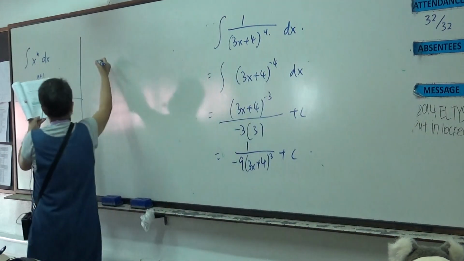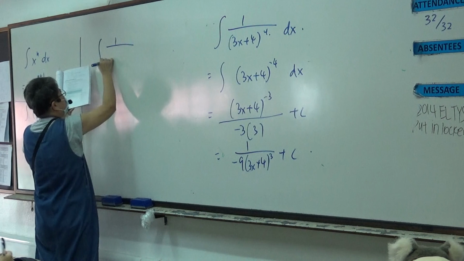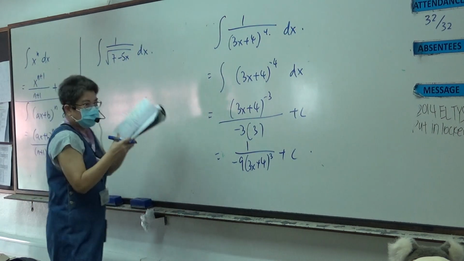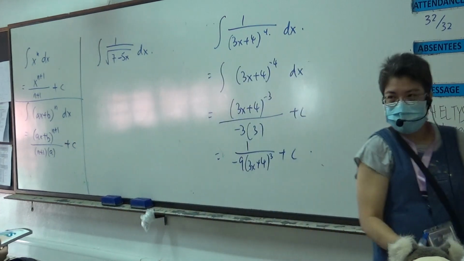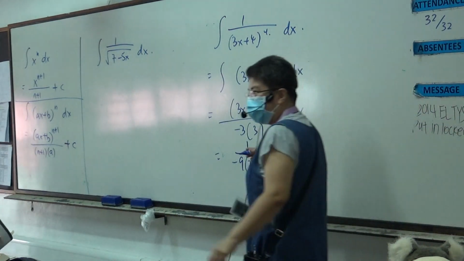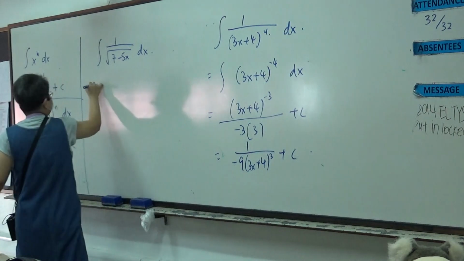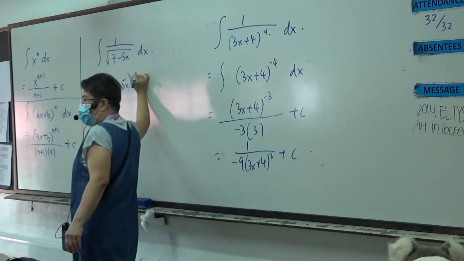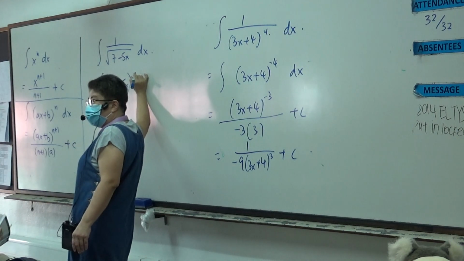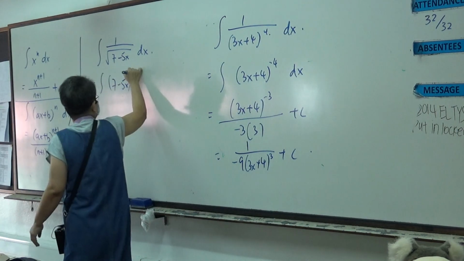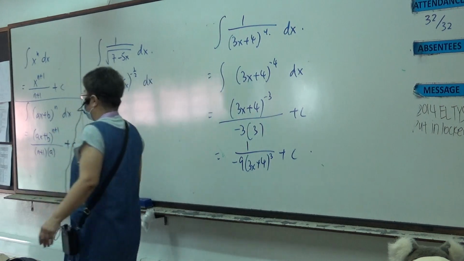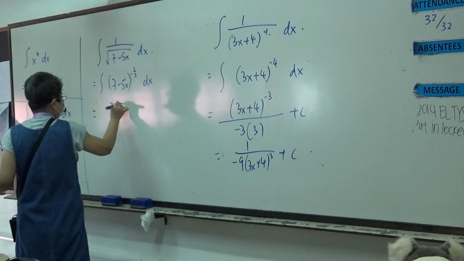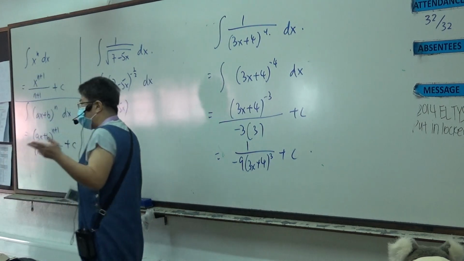What if I integrate 1 over square root of 7 minus 5x dx? Of course, I have to what? Rewrite. Agree? I have to rewrite. Integrate (7 minus 5x) to the power of... now, what's the power, if I rewrite? Negative half. Very good. Negative half. Right? When I integrate this, I'll get (7 minus 5x), I plus 1.